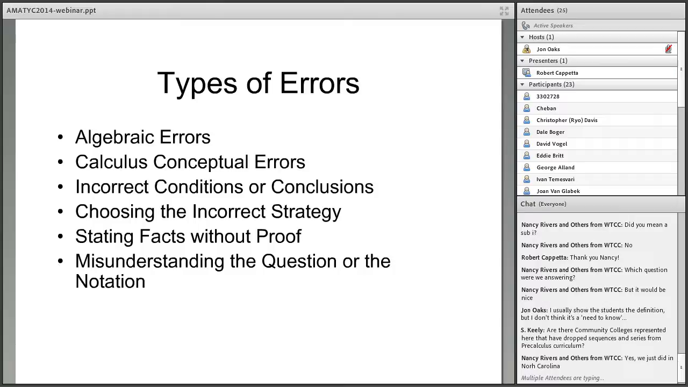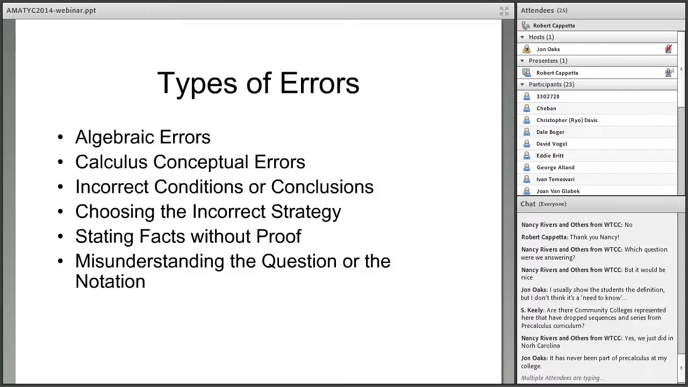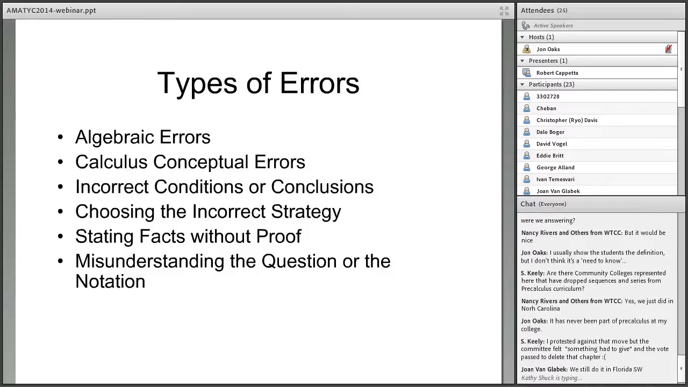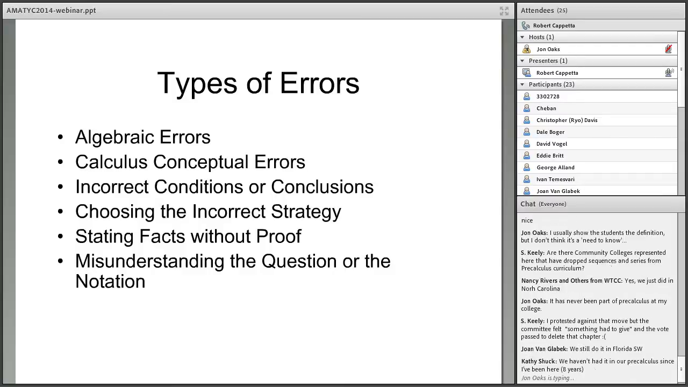In our research, we identified these types of errors that were most common. As we know, students in calculus struggle with algebra. That has always happened. And I've been at this for 25 years. I don't think the students' algebra is getting better. So addressing that in Calc 2 is going to be very, very difficult for us to manage. Calculus conceptual errors happen often. Difficulties with things like L'Hopital.